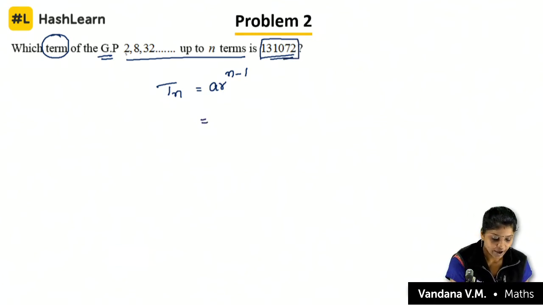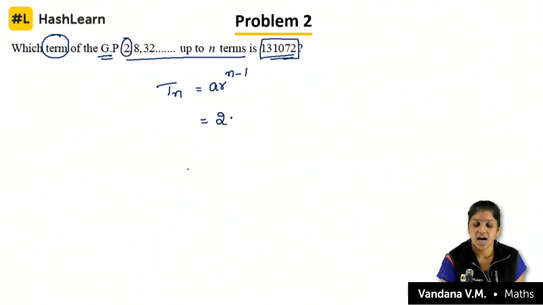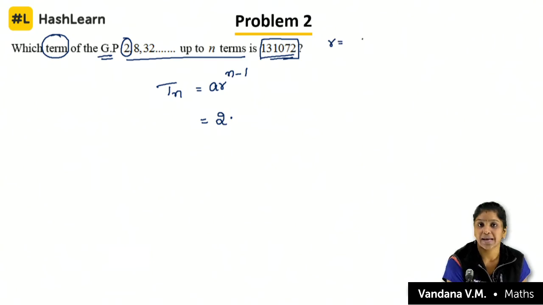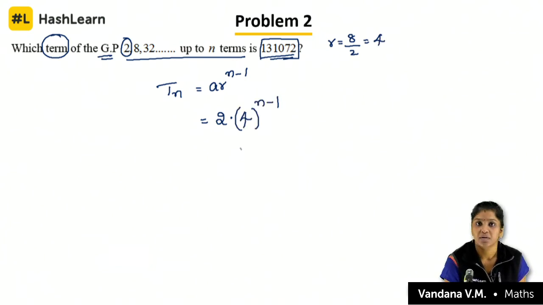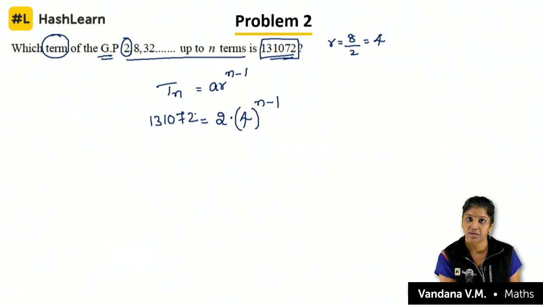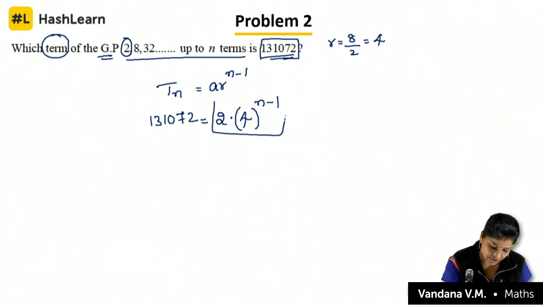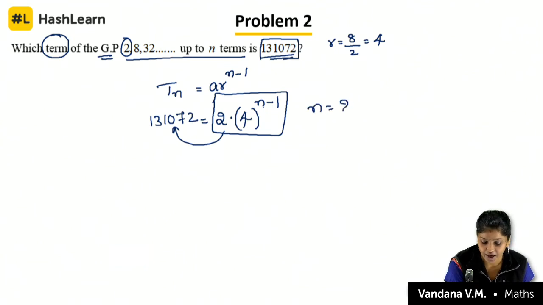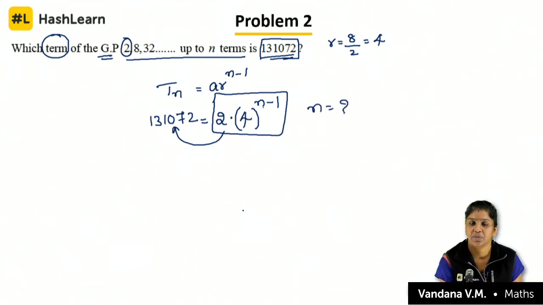First a. a means the first term is called a. How to find out the r? Second term divided by first term, that is 8 by 2 is equal to 4. 4 power n minus 1 is equal to, I don't know which term this is, I don't know. So I am just equating some nth term is equal to this. Which n term? I would like to find out my n value.